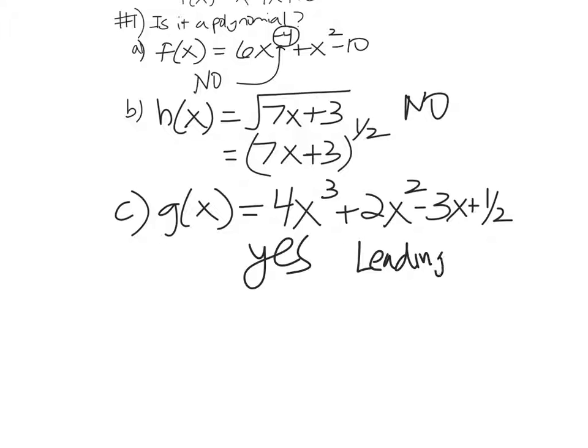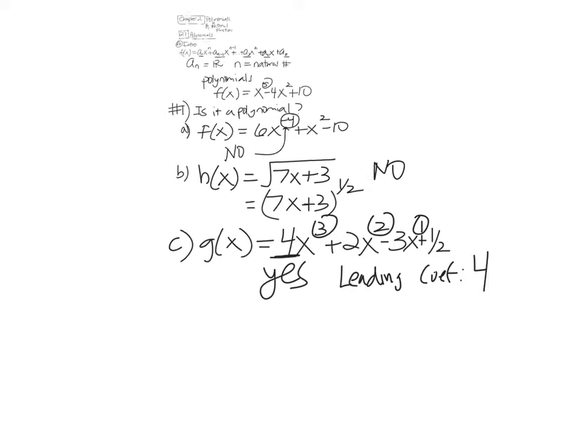The leading coefficient, I'll abbreviate, is the number that leads the whole thing when it's in standard form. Standard form is descending order of exponents, 3, 2, 1, 0. So the leading coefficient of that polynomial would be 4. They might ask you that. Okay, so that's just the introduction to polynomials.